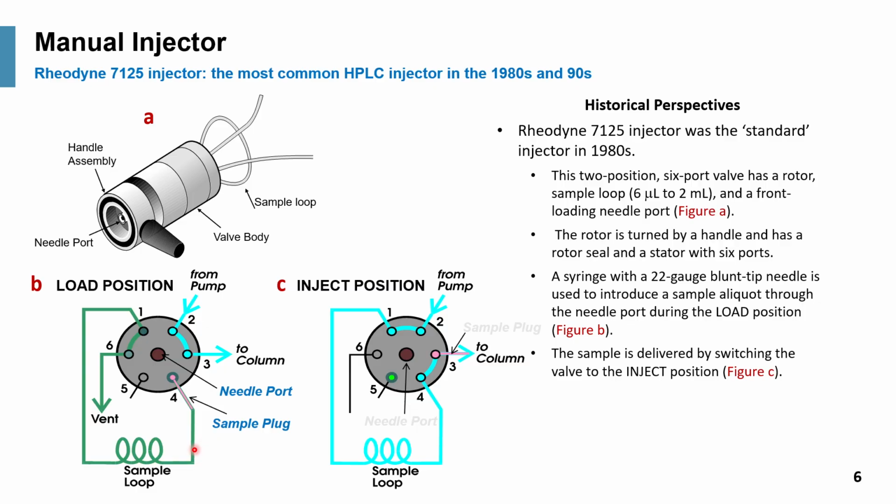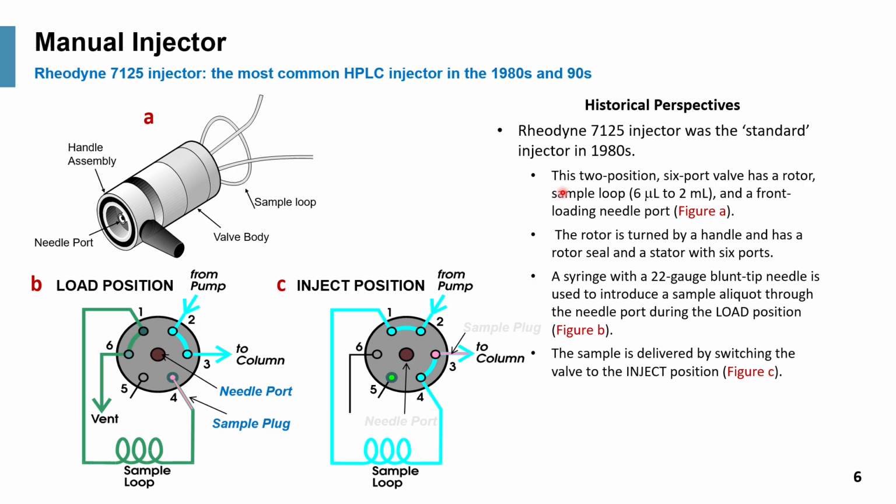And then one would manually turn the handle from load to inject, where the 6 ports are reconnected. And from the pump now, you actually sweep away the entire sample loop backward, back flush it into the column. And this definitely is a historically really important sampling device.